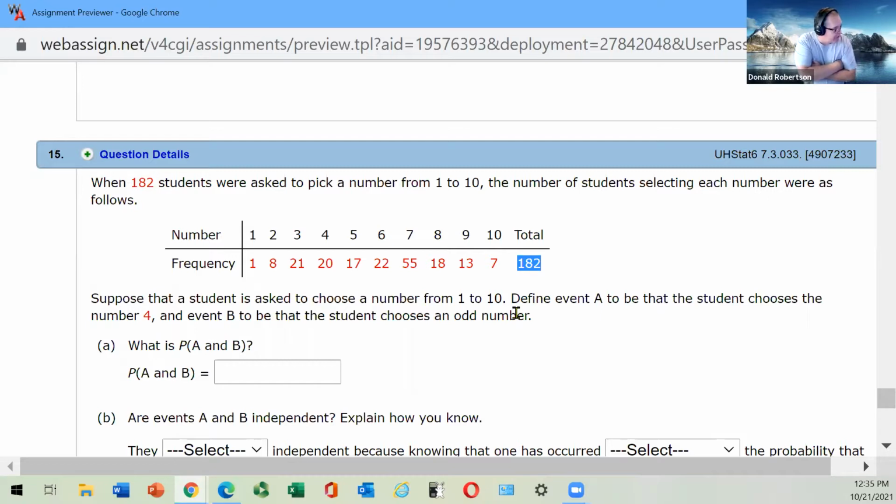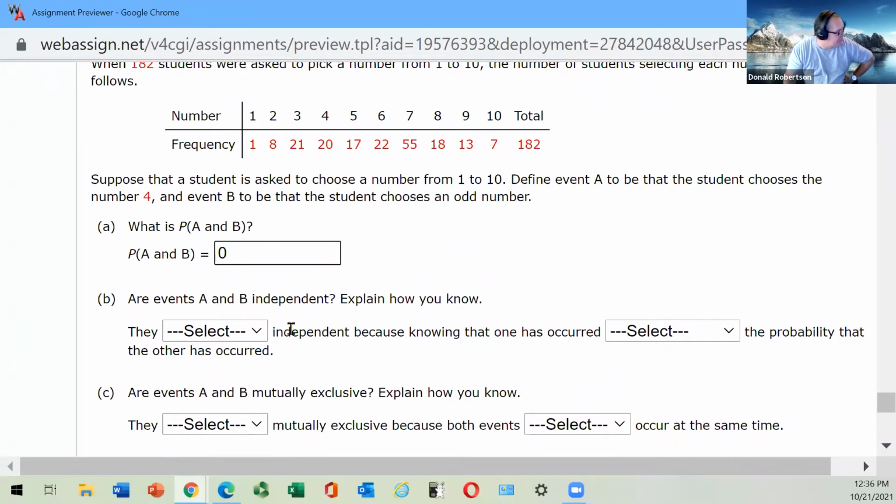What is the probability then that you choose a 4 and an odd number? In other words, both at the same time. Would you agree that that ain't going to happen? You can't be a 4 and an odd number. Remember, this is the and word, not the or word. That would be different. Then, because of that, are these events independent? And explain how you know.